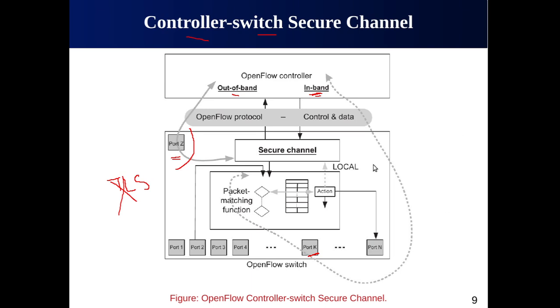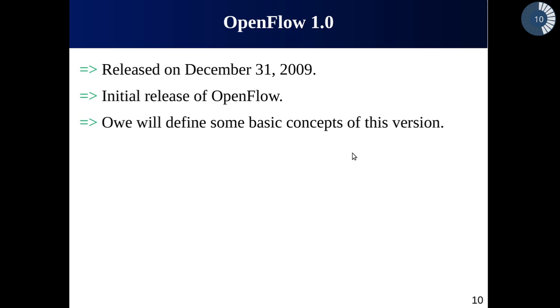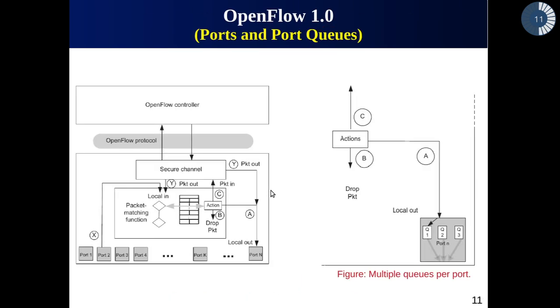Now we have studied the 4 different components of OpenFlow. Now let's see the first version of OpenFlow. The official first version was 1.0, and it was released in December 2009. This is the initial release of OpenFlow. Indeed, years of work and multiple point releases preceded OpenFlow 1.0, but we will only focus on this first version. Okay, so here are some of the concepts related to this version.